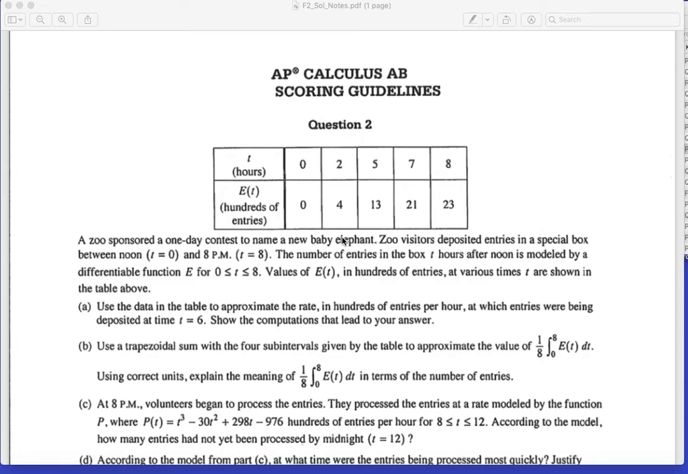Here's the solution for F2, the baby elephant problem. A zoo sponsored a one-day contest to name a new baby elephant.